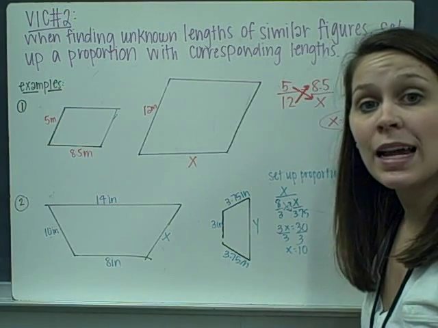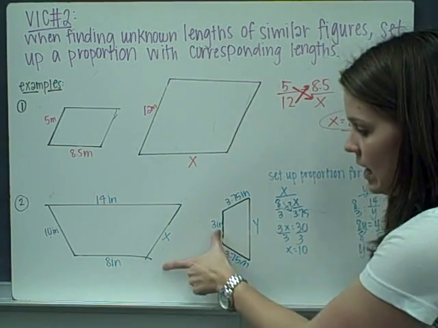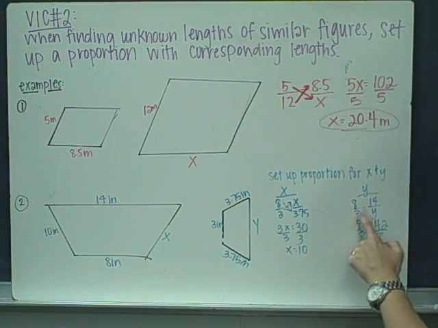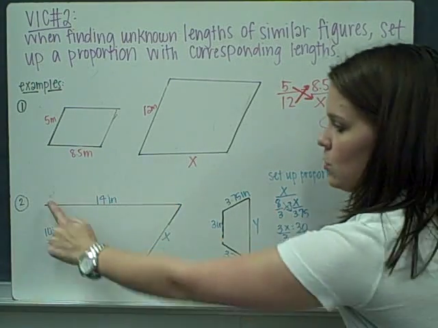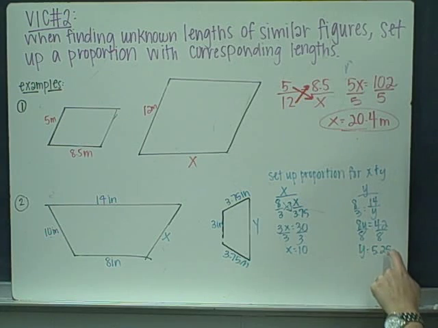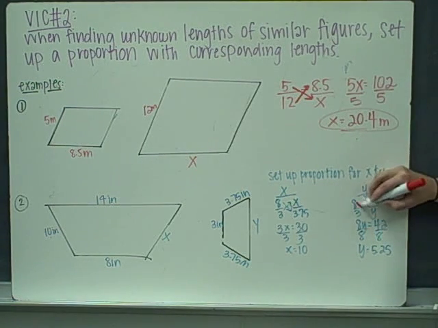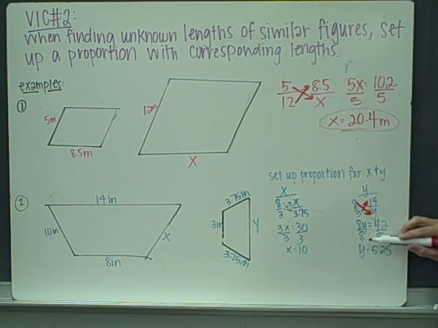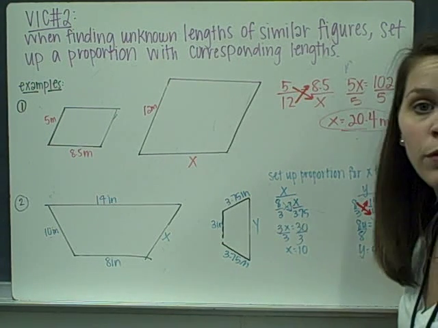Now we're going to set up a second proportion to find y. So we still know that 8 and 3 are corresponding with each other. So I have 8 over 3 equals 14 over y, because this one and the y correspond with each other. Cross multiply: 8 times y is 8y, 3 times 14 is 42. Divide by 8. 42 divided by 8 is 5.25, so this y is 5.25 inches.